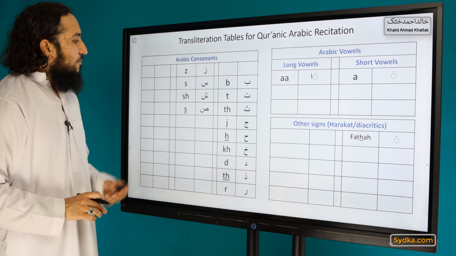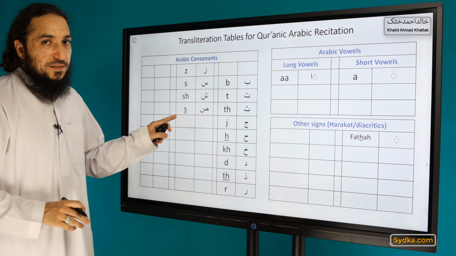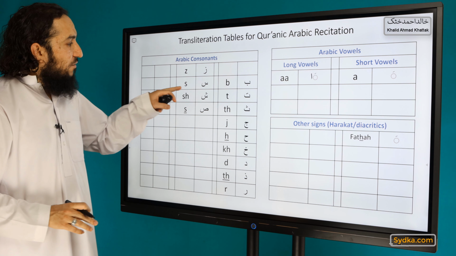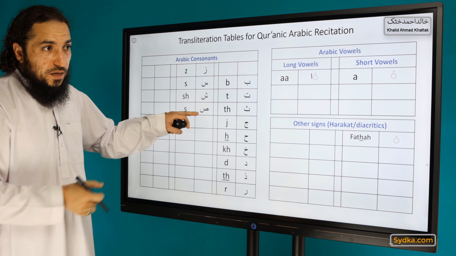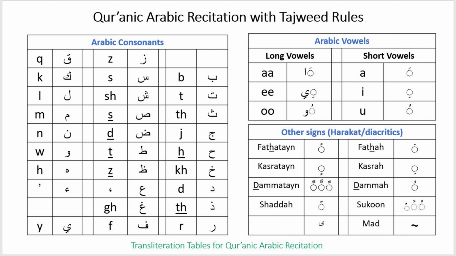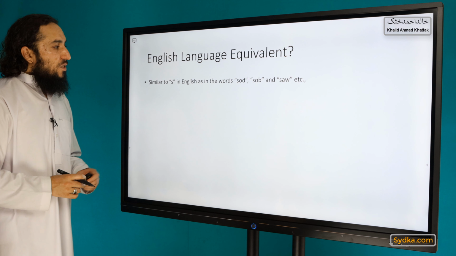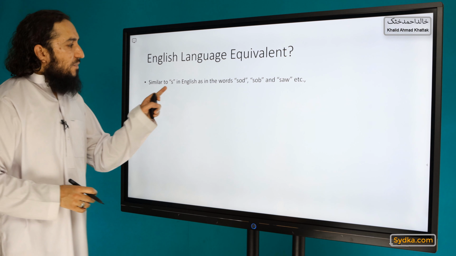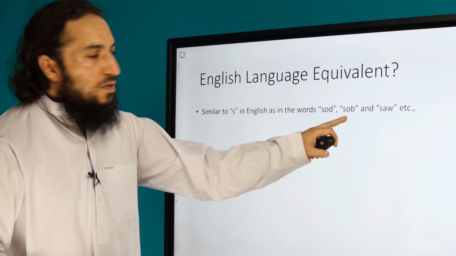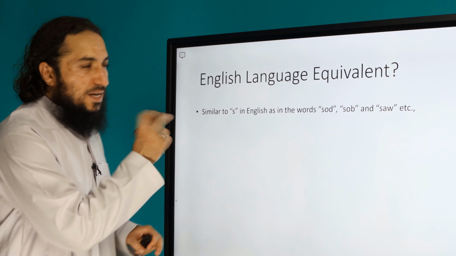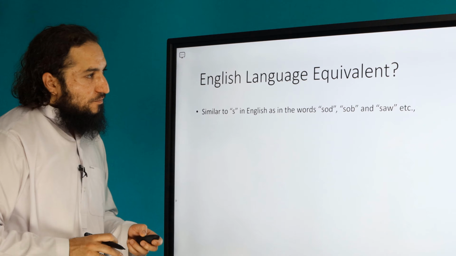For transliteration purposes, we will use the letter S with an underscore, because we have already used S for Sin, so we will be using S underscore for Sad. The English equivalent for this letter is S, as in the words Saad, Sab, or So. The sound is similar to the sound of Arabic Sad.